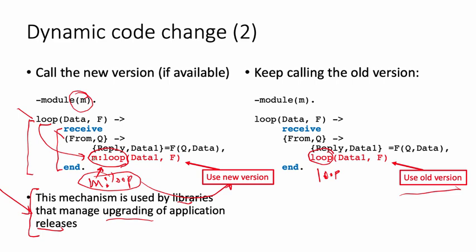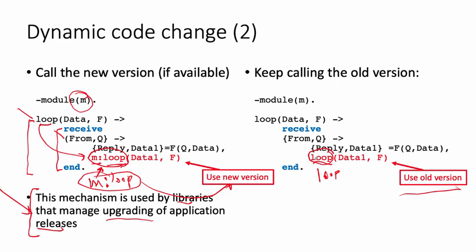So you see in the language, there's a difference between m::loop and loop by itself. So you have the old and the new version. And there's only two versions, okay? Not ever three. So when you upgrade, and there's an old version and a new version, you cannot put in a third version. It doesn't exist.